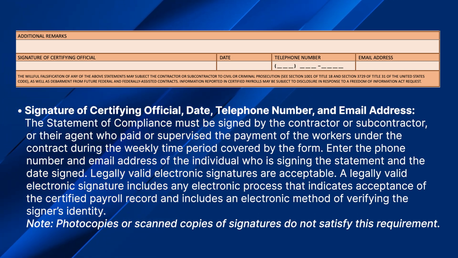The statement of compliance must be signed by the contractor or subcontractor, or their agent who paid or supervised the payment of the workers under the contract during the weekly time period covered by the form. Next, enter the phone number and email address of the individual who is signing the statement and the date signed. Legally valid electronic signatures are acceptable. A legally valid electronic signature includes any electronic process that indicates acceptance of the certified payroll record and includes an electronic method of verifying the signer's identity. Please note that photocopies or scanned copies of signatures do not satisfy this requirement.